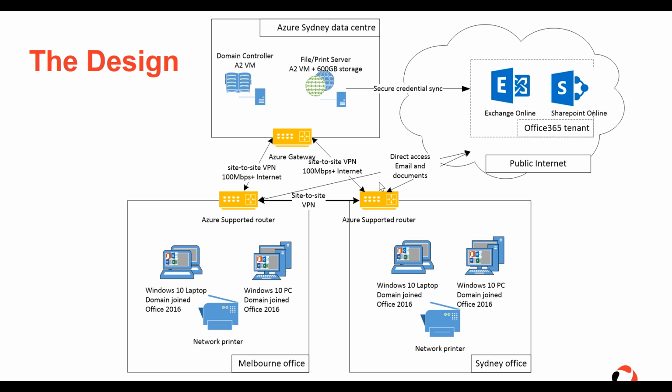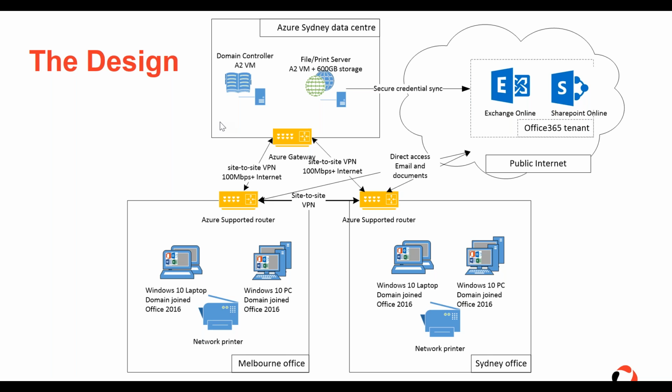What they chose to do was to deploy a traditional Active Directory domain controller as a virtual machine in Microsoft Azure's Sydney data center, as well as a file and print server as a second virtual machine that had 600 gigs of storage in the cloud to allow them to store their archives. In addition, they separately engaged Office 365 to do email and document storage through their Exchange Online and SharePoint Online products, which is where the diagram shows they're hosting to the public internet.